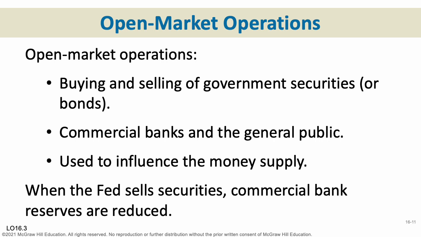So these are known as open market operations, and they can both buy and sell to commercial banks and the general public. And the Fed does this to influence the money supply. If they sell securities, commercial bank reserves are reduced. They're pulling money out of the economy. If they buy securities, they're injecting money into the economy. So this is the main way the Fed can change the money supply, and they do this all the time.